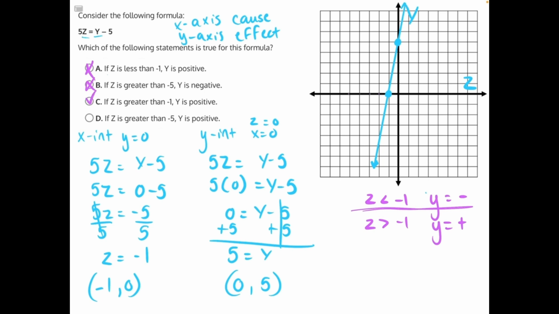Let's take a look at why D is incorrect. If z is greater than negative 5, that's this point again, y is positive. That's true once we pass this threshold, so I'm going to bring back my negative 5 point all the way down here. All of this would be negative, and then we would start hitting positive y values. So again, that's only partially true, making it incorrect, making C our correct answer.